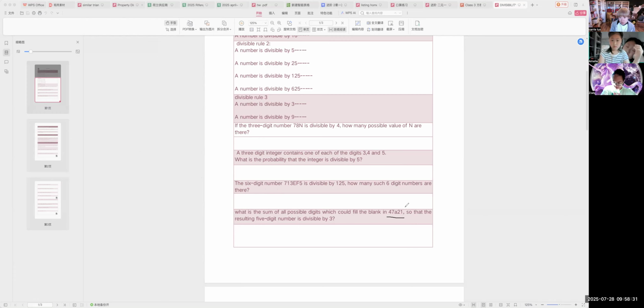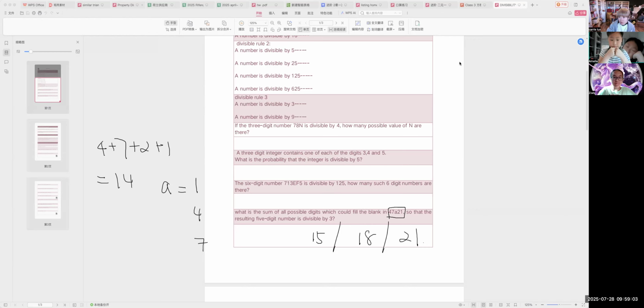So what we need to know is how many possible five-digit numbers are divisible by 3, right? So 4 plus 7 plus 2 plus 1 equals what? Equals 14, right? So 14 cannot be divisible by 3, we know. So A possible equals 1, 4, and 7. So what are the possible totals? 15, 18, and 21. So that is the sum of the possible numbers. Get it?